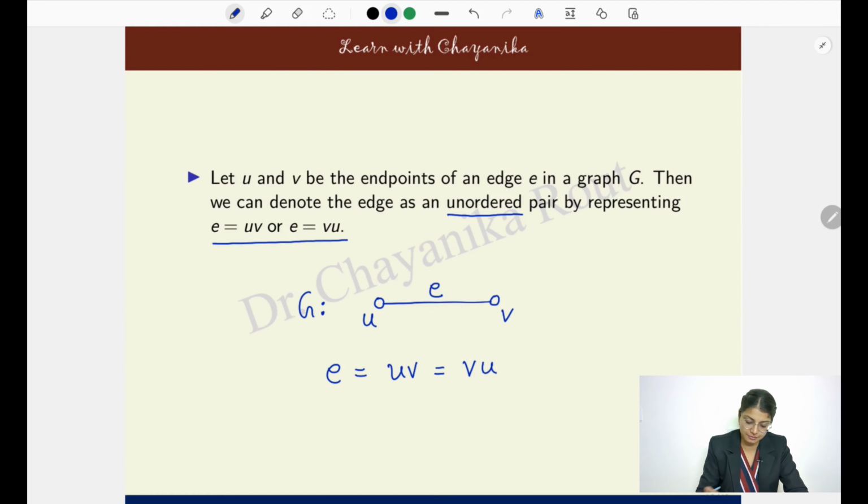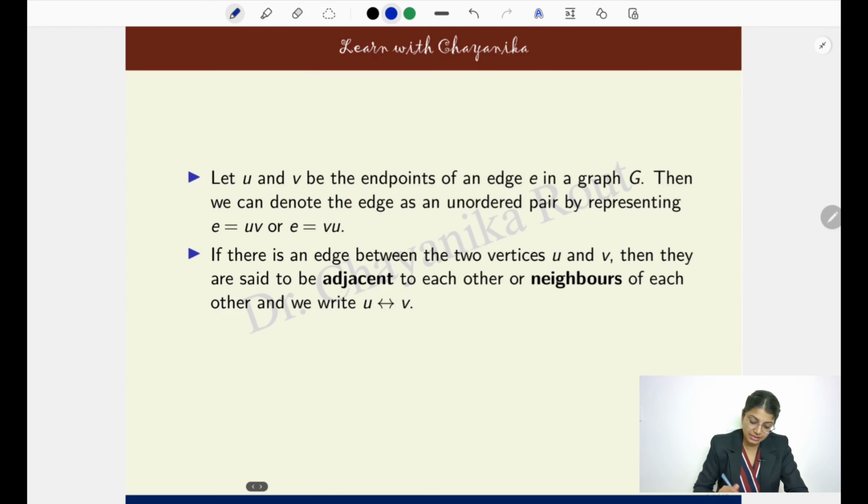Order doesn't matter. Next, adjacency or being neighbors. This is a very important concept in graph theory. Make it very much clear. What do we mean by adjacent vertices? Let's draw a graph G. Suppose it has 5 vertices.